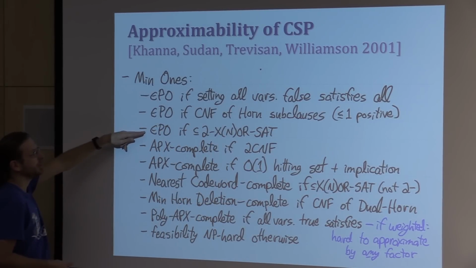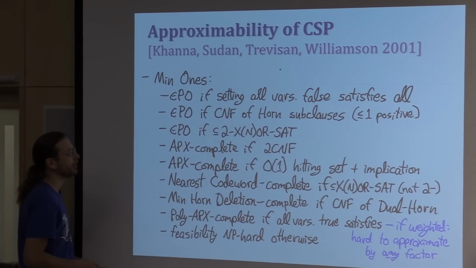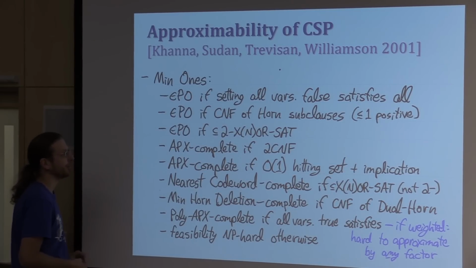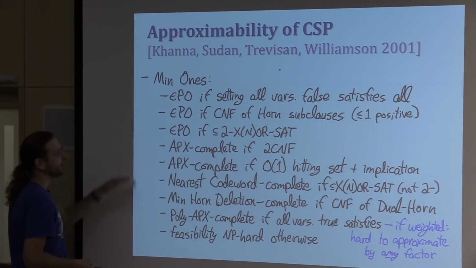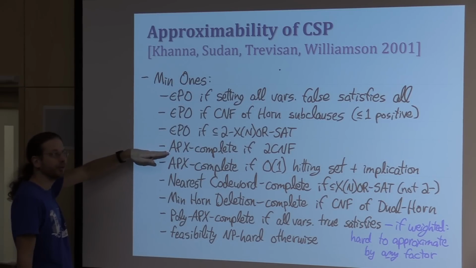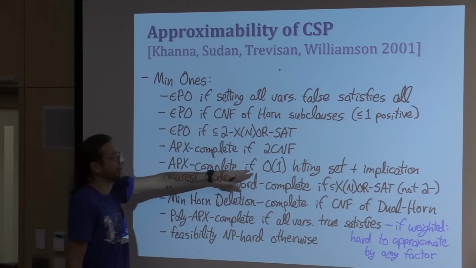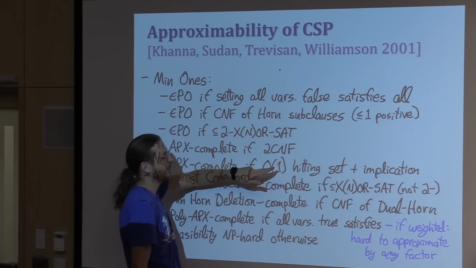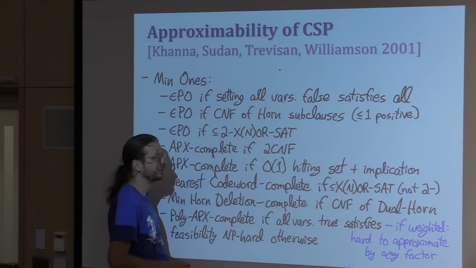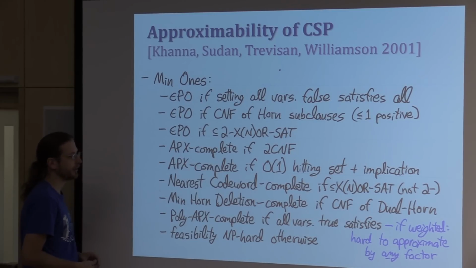This is easy in the 2-XNOR case. So if you have linear equations, 2 terms each, equals 0 or equals 1, and you want to minimize the number of true variables, that's good. If you're in 2CNF form, there's a constant factor approximation. That's the best you can do, APX-complete. This is an example case from the last slide. If you have hitting set constraints on a constant number of constant-size vertex sets and you have implication constraints, then your problem is APX-complete again.